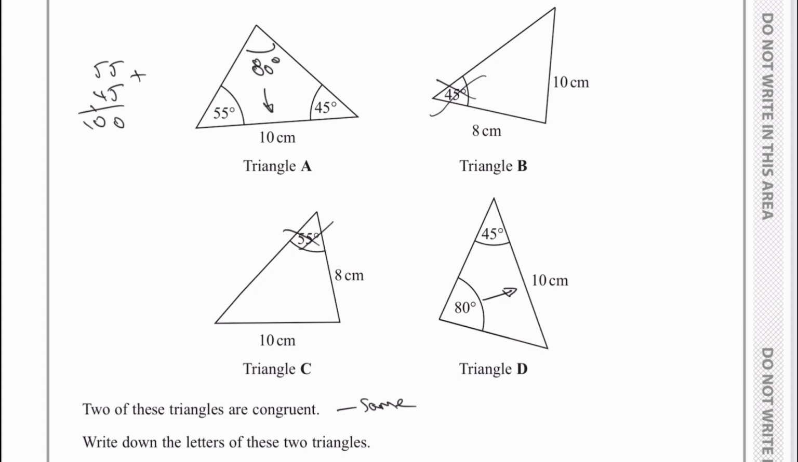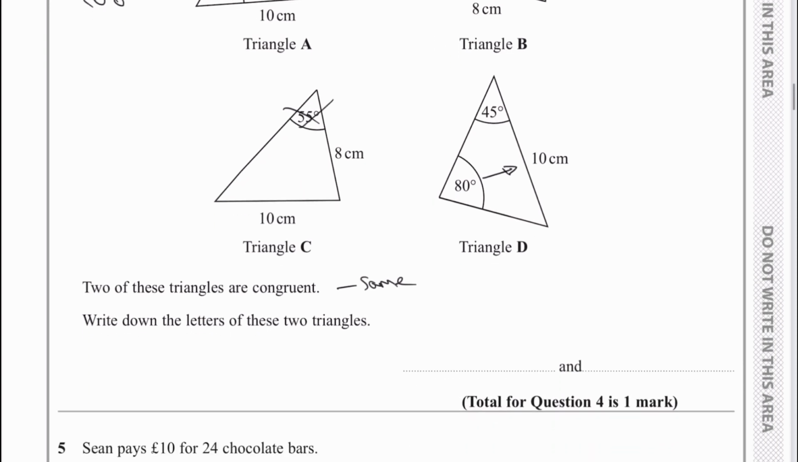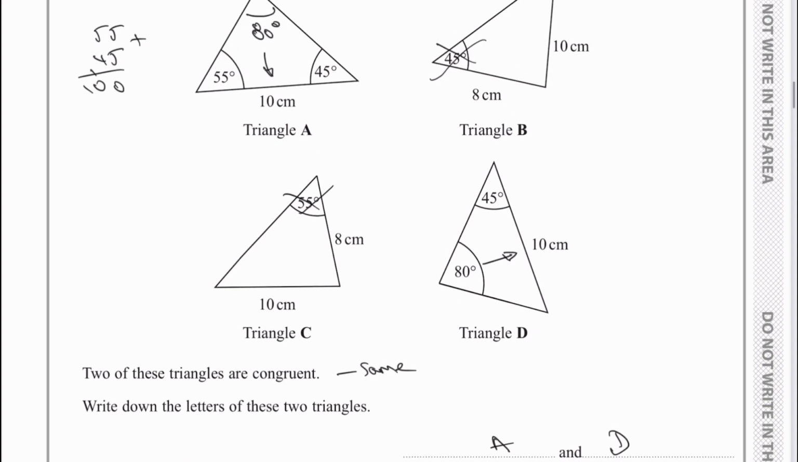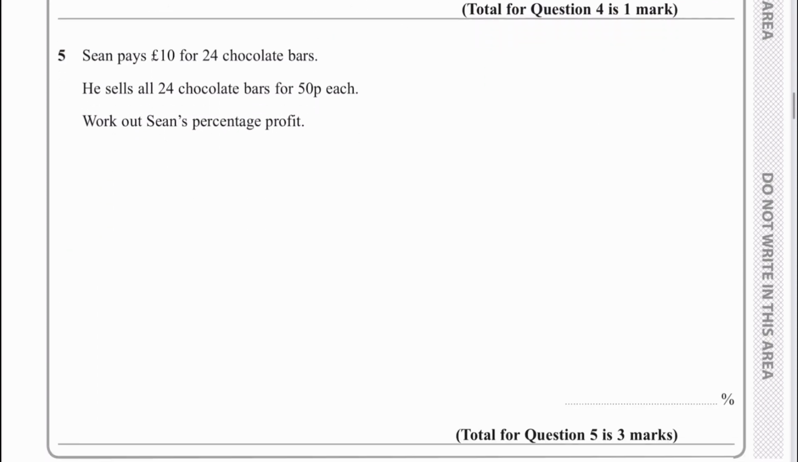So therefore in this particular question, the two triangles that are congruent to each other are going to be triangle A and triangle D. So usually with these types of questions, do look for the clues. Don't spend too long working out angles and that sort of stuff. Okay, let's move on then to number 5.